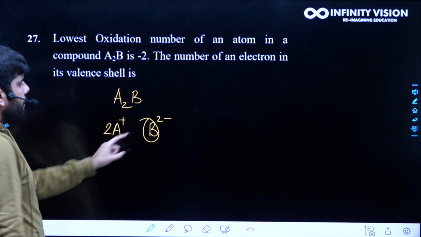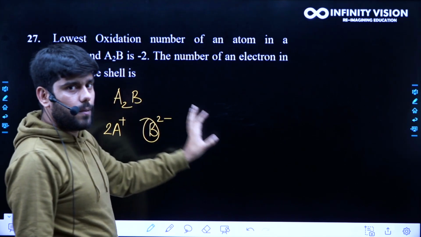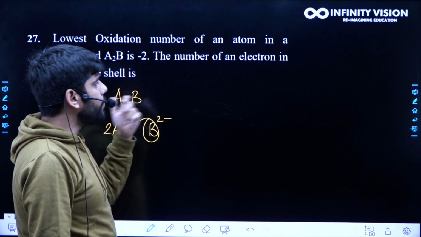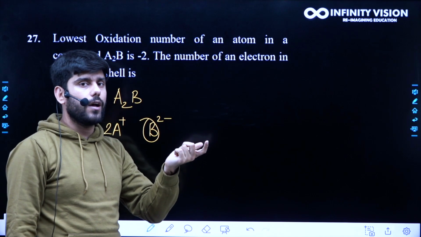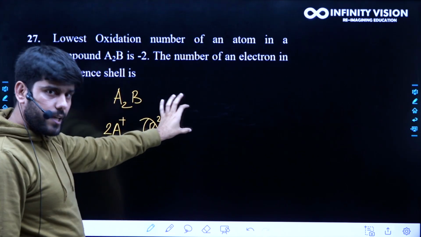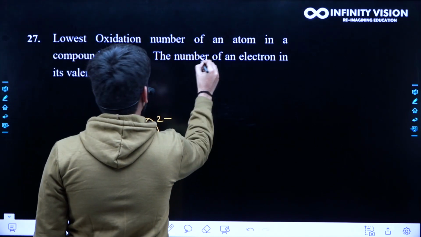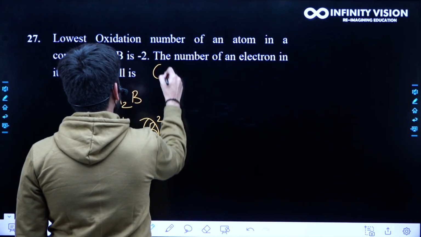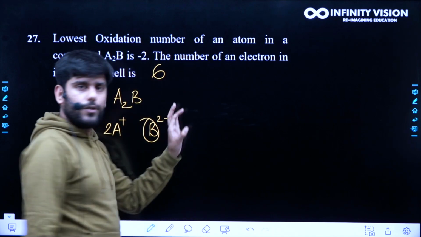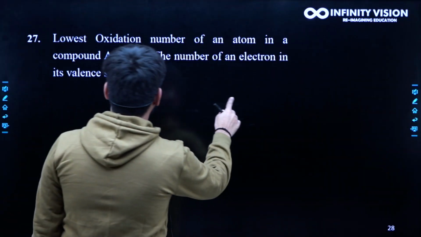Now after taking up these 2 electrons, the octet of B is complete. So how many electrons were there in the valence shell? There are 6 electrons in the valence shell of B, because after taking up these 2 electrons, it completes its octet. So the number of electrons in its valence shell is 6. All right, I hope the question is clear to you. Let us move to the next question.